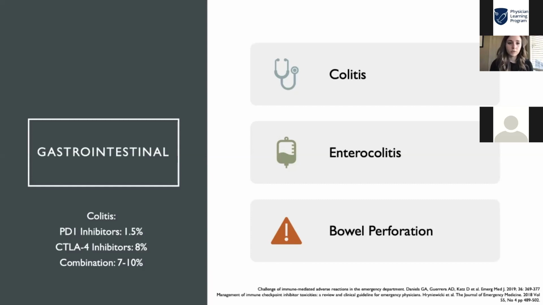The differential diagnosis for diarrhea in these patients is broad and includes diverticulitis, colitis, enterocolitis, IBD, as well as bowel perforation. The diagnosis of colitis is seen in about 1 to 8% of patients taking monotherapy and up to 10% of patients on combination therapy. Bowel perforation is a very rare complication, but is cited at about 1% in patients who are diagnosed with colitis.